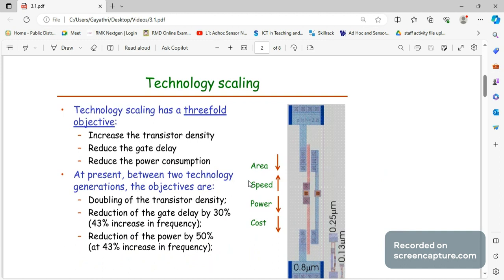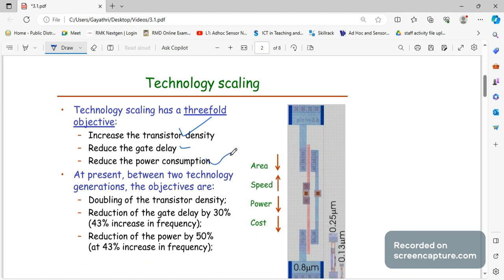So actually, we are going for scaling because of three major reasons. The first one is I want to increase the transistor density, and also I want to reduce the delay occurring because of the gate, and also to reduce the power consumption of that.